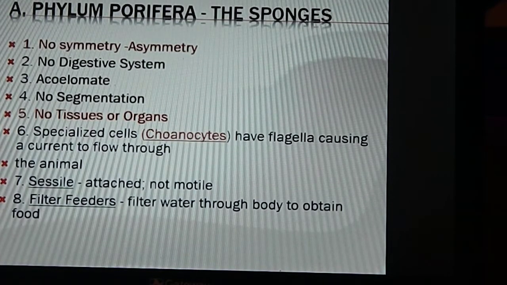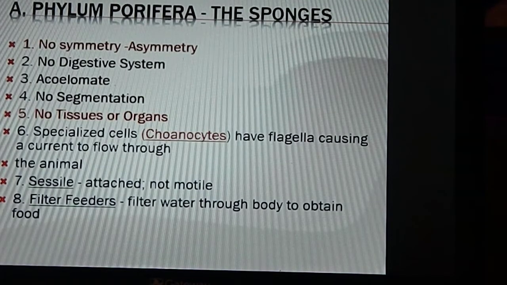And so the first one, the group is Porifera, and they're the sponges. They are the most simple of the animal phyla. They do not have symmetry. They are asymmetrical. So this is definitely unique for sponges. They're the only phylum that is asymmetrical. We'll see an actual sponge here in a second, and you'll see how you just can't divide it into equal parts.